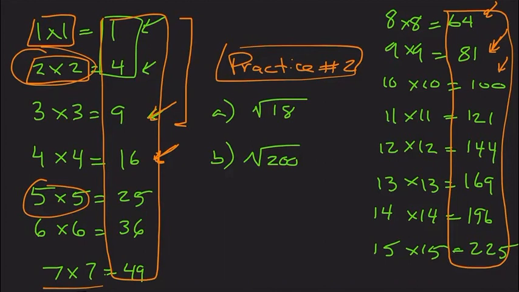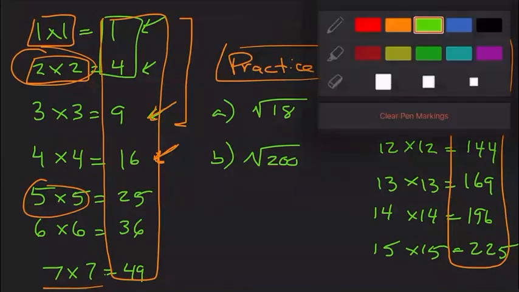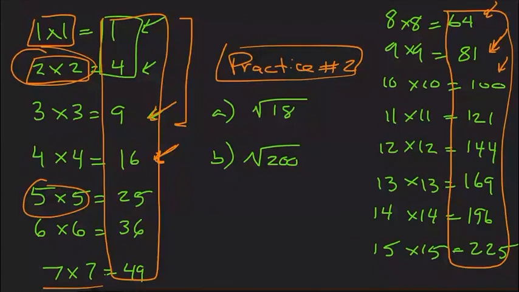All right, let's have a look. So square root of 18, we see that our perfect squares jump from 16 to 25, jumps right over 18. So 18 is not a perfect square. 16 can't go into 18. If you multiply by 2, you're at 32. 9 times 2 would give you 18. So 9 can go into 18 2 times.